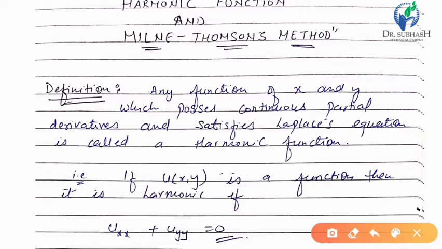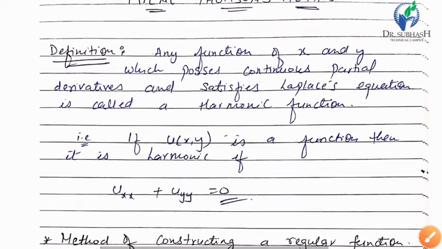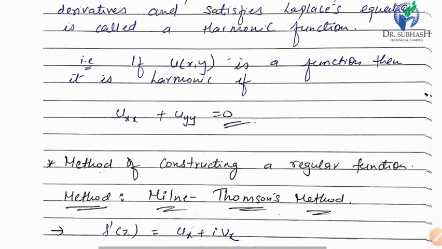Any function of x and y which possesses continuous partial derivatives and satisfies Laplace equation is called a harmonic function. That is, if u(x,y) is a function, then it is harmonic if uxx plus uyy equal to 0. In a similar way, if we are given a function v(x,y), then it is harmonic if and only if vxx plus vyy equal to 0.